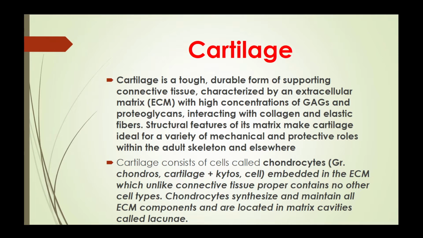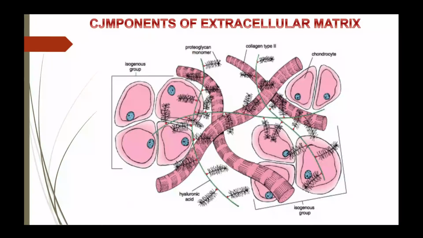These cells, chondrocytes, are embedded in the extracellular matrix, which, unlike connective tissue proper, contains no other cell types. Chondrocytes synthesize and maintain all extracellular matrix components and are located in matrix cavities called lacunae.